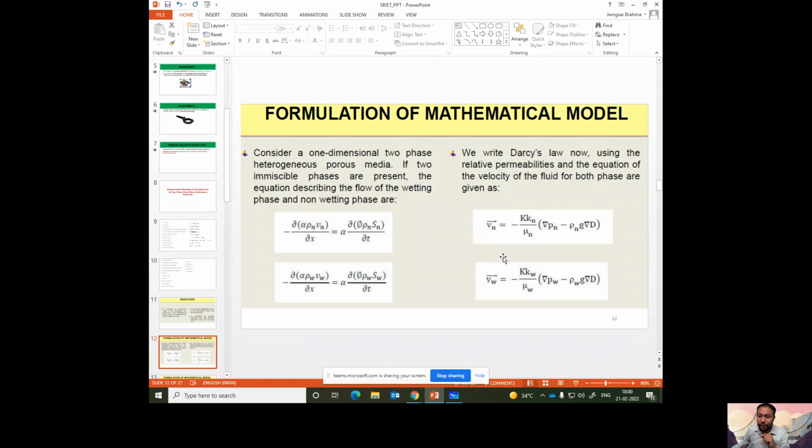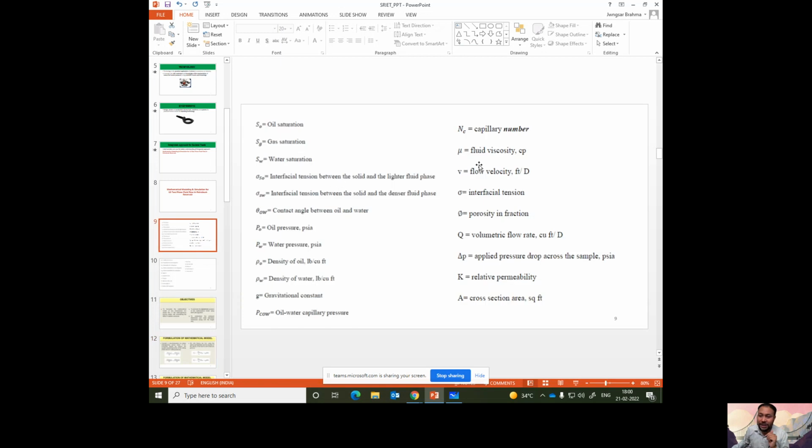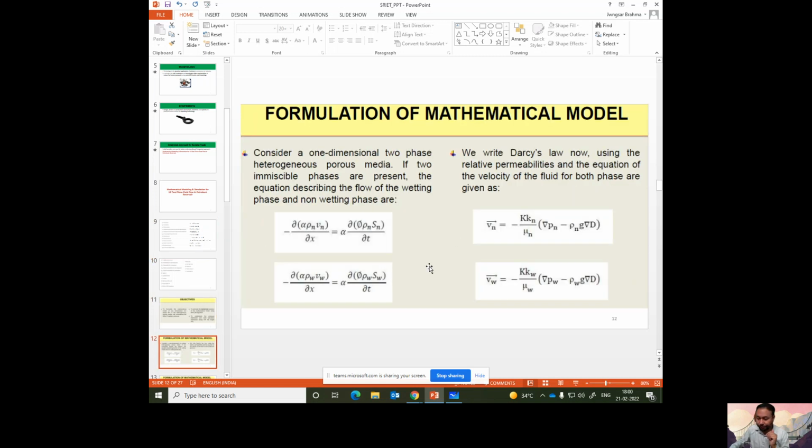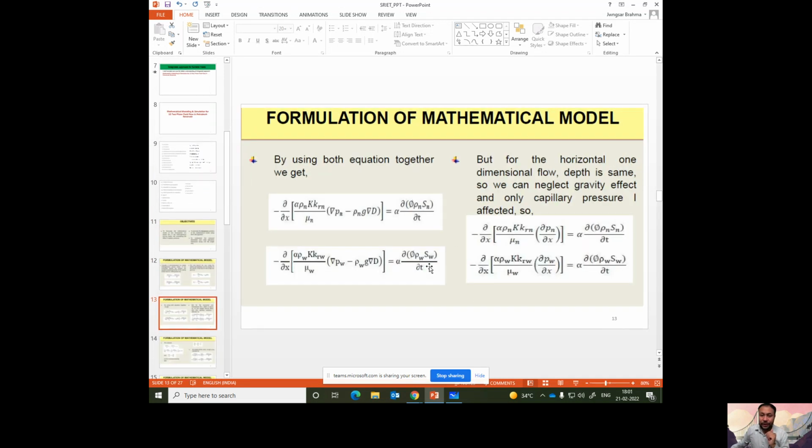It is the wetting phase and it is the non-wetting phase. What is capital K? What is small k and mu? Everything is discussed in the previous slide. You can go to the previous slide, and you can get all the descriptions I have given. In this slide, you can get everything. So come up here. Now look here.